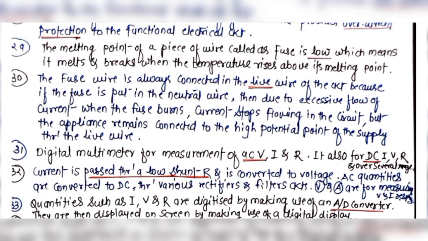The melting point of a piece of wire called a fuse is low, which means it melts and breaks when the temperature rises above its melting point.